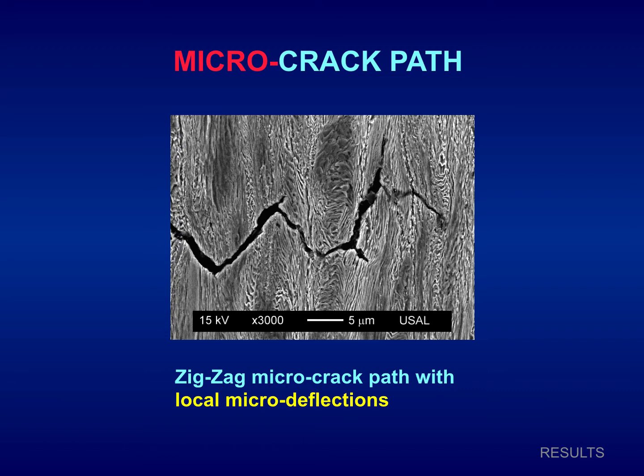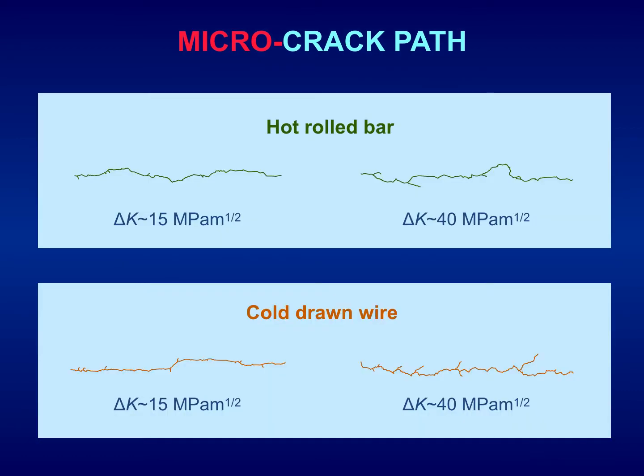In the microcrack paths, this corresponds to the fully drawn material: we have a zigzag microcrack path with local microdeflections. This is a summary of microcrack paths in the hot rolled bar, green color, top, and cold drawn wire, orange-red colors, bottom of the slide.